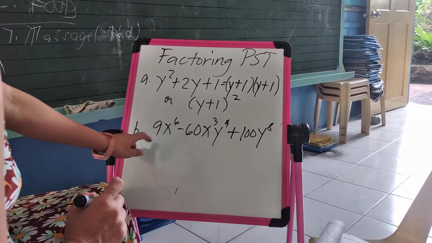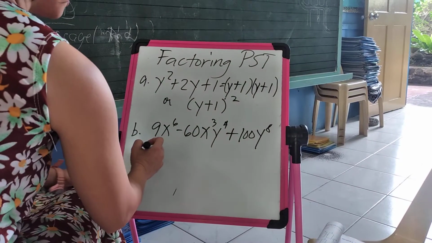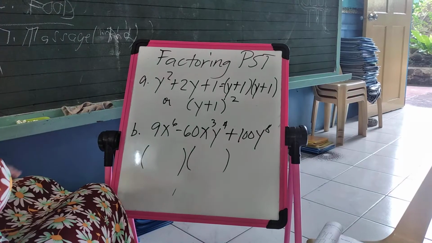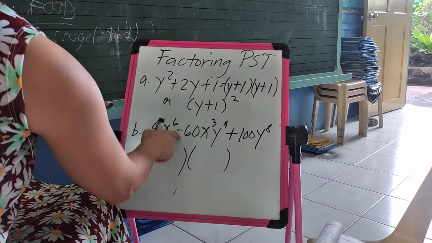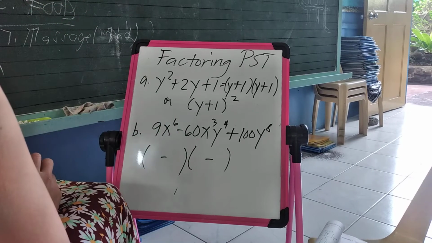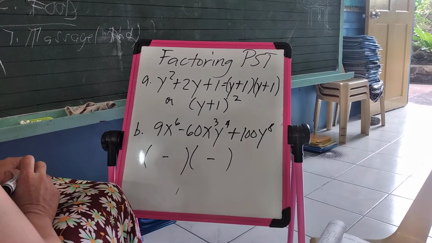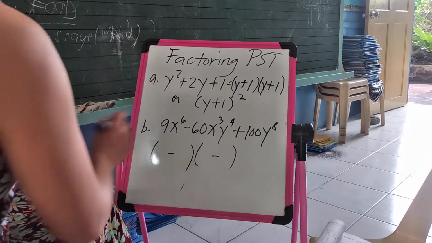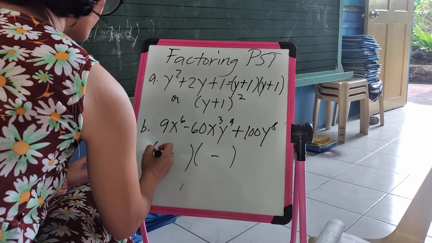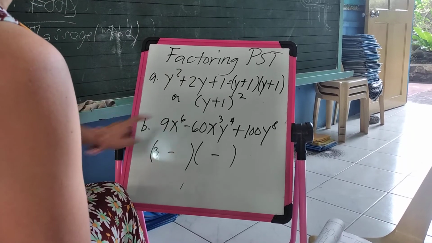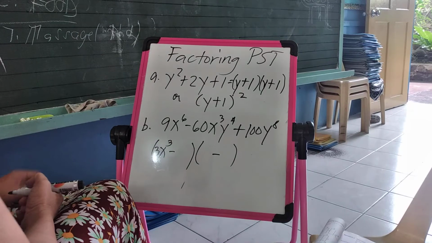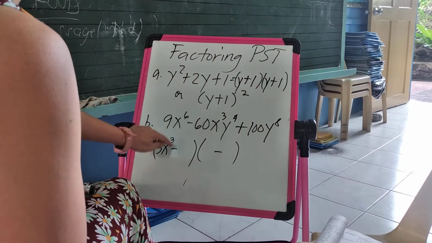Now, last example. Because we all know that this is a PST, just factor it out right away. Make two parentheses. Since your middle sign is negative, both are negative. See, this is your technique. And then take the square root. The square root of 9 is 3. And the square root of x to the 6 is x cubed, because 6 divided by 2 is 3.